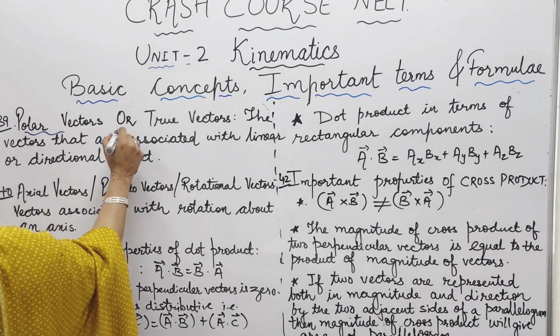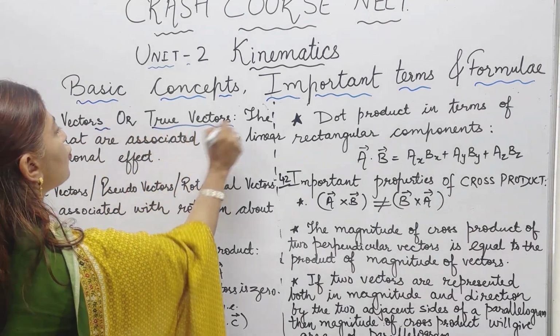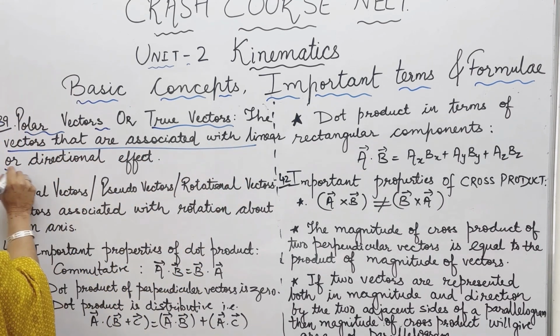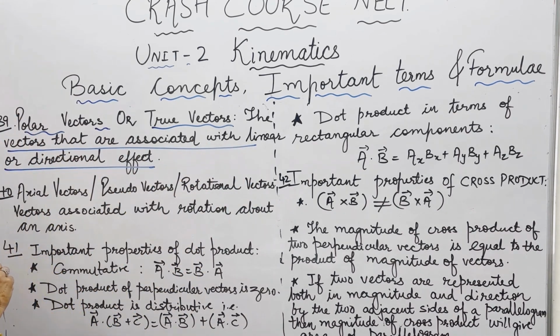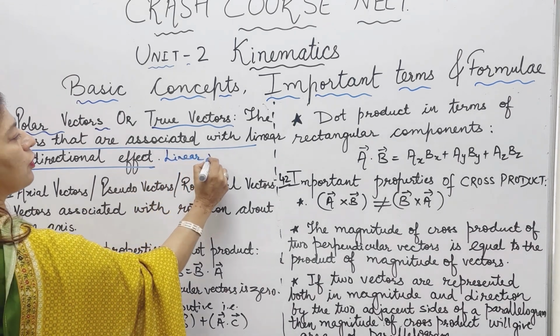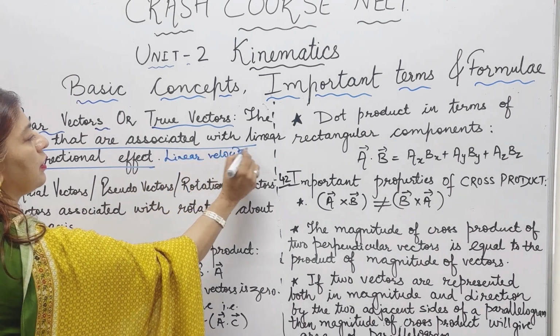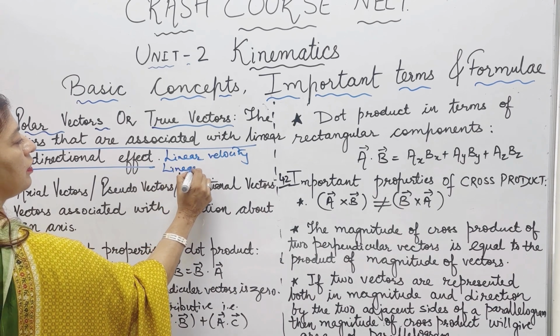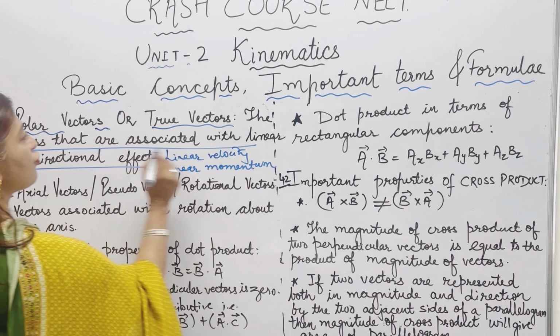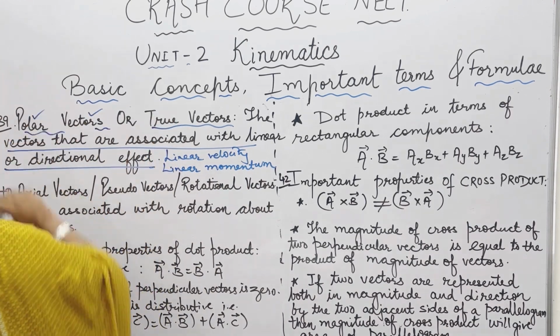Polar vectors, another name is true vectors. These vectors are associated with the linear or the directional effect. For example, linear velocity, linear momentum. So these are the true or the polar vectors.